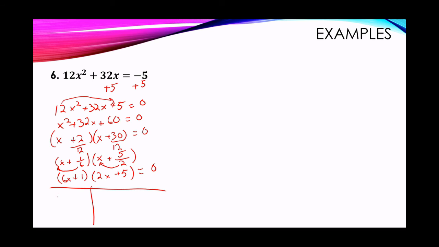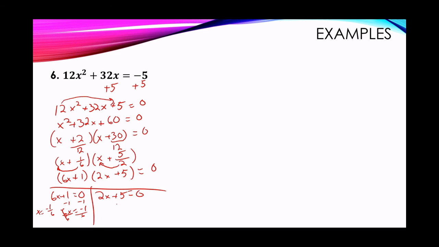All right, do a T-chart. So 6x plus 1 equals 0. 2x plus 5 equals 0. Subtract 1 on both sides. 6x equals negative 1. All right, divide by 6, and I get x. X is going to equal negative 1 over 6.